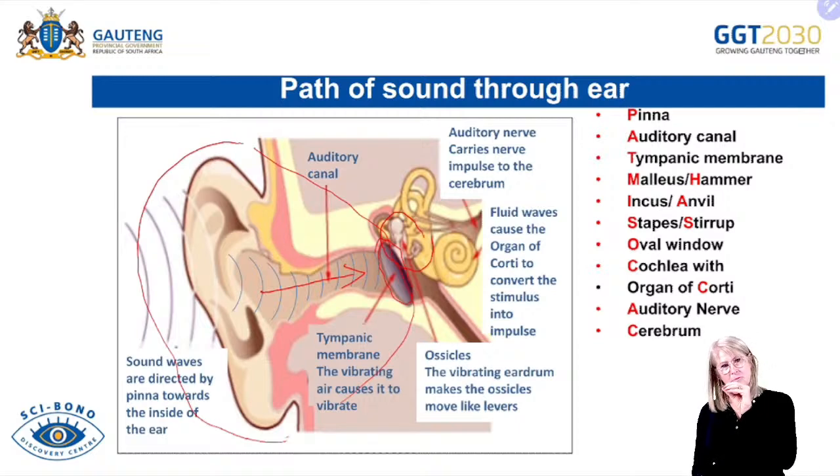And the anvil then also starts to move. And as that starts to move, the vibrations start moving through the ossicles until they reach the third little bone, the stirrup or the stapes, and that also starts to vibrate. So the air waves now have been converted into vibrations. Those vibrations are in the middle ear.